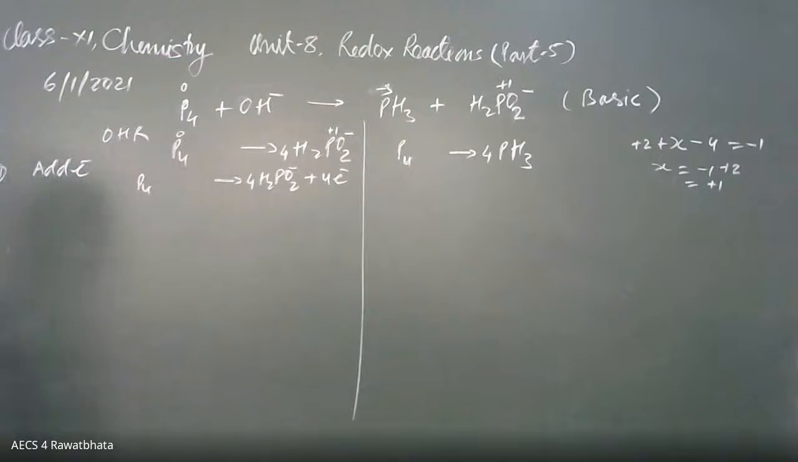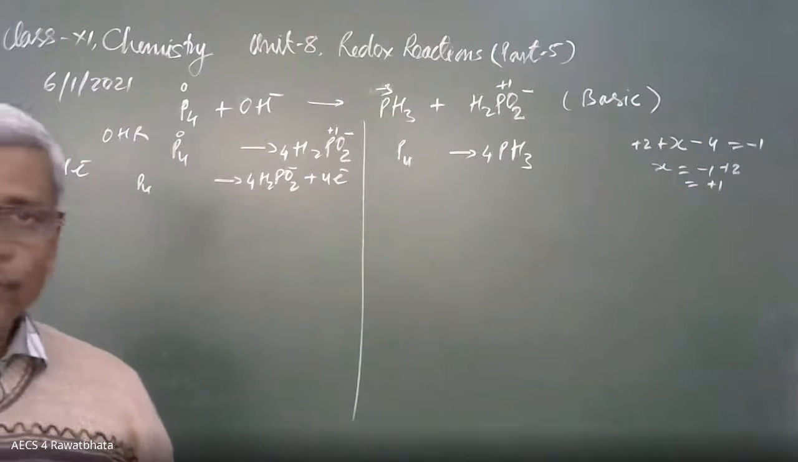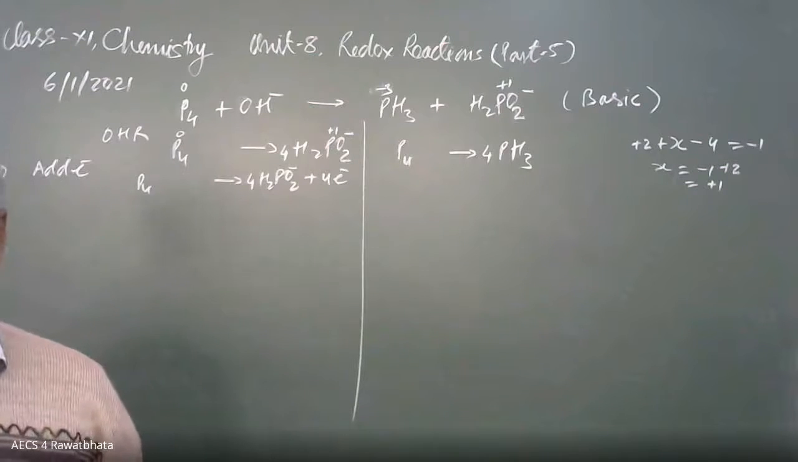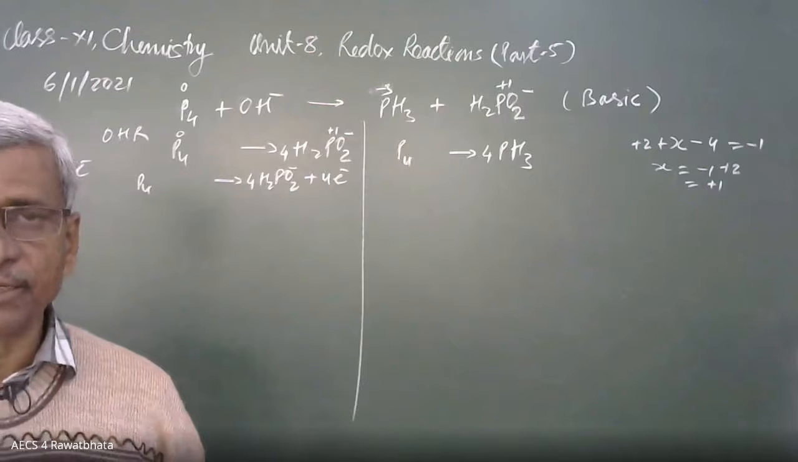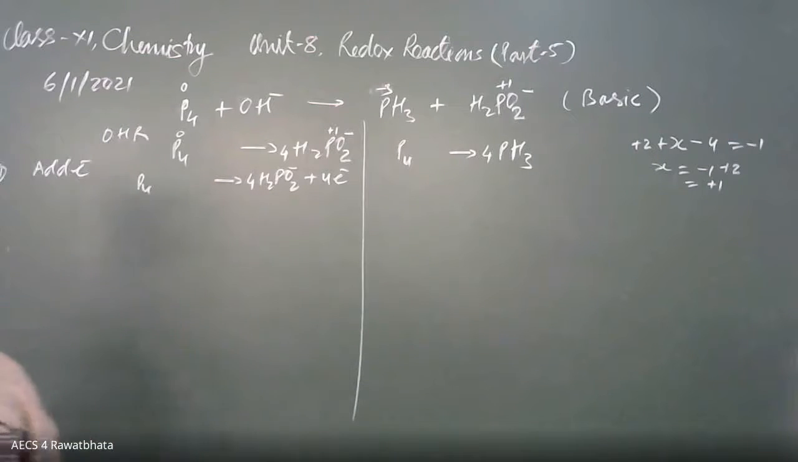Is this step clear? Each phosphorus atom's oxidation state is going to change from 0 to plus 1, and there are four phosphorus atoms. That's why the total change in oxidation number is plus 4, so it is going to lose 4 electrons.